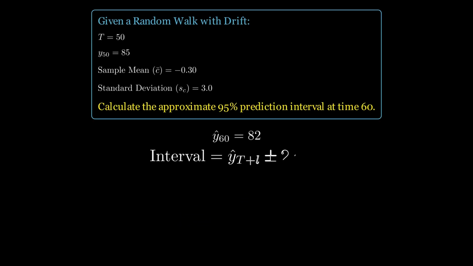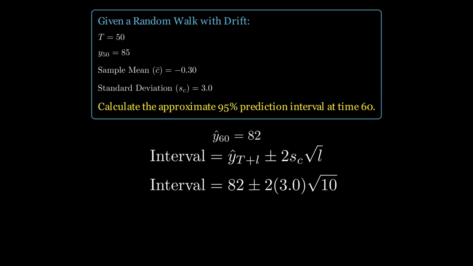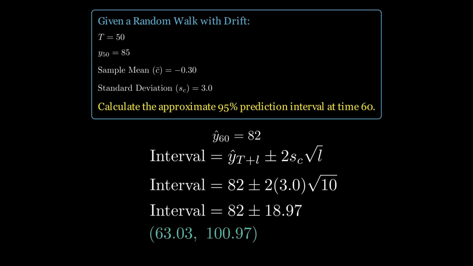Next, we construct the 95% prediction interval. We take our point estimate, plus or minus 2 standard errors. We use our point estimate of 82. Remember, the standard error grows with the square root of time. Calculating the margin of error, we get approximately 18.97. Applying this margin to our point estimate of 82, we get our final interval, roughly 63 to 101.